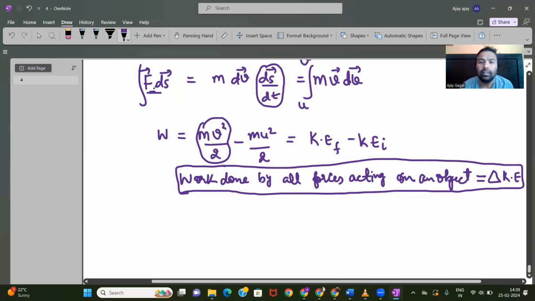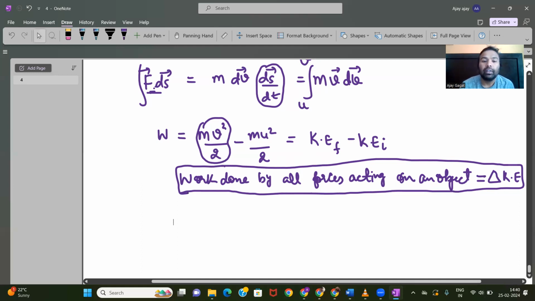It states that when a system of forces is acting on an object, maybe friction is there, normal is there, mg is there, some external agent is also there, the work done by all those forces is simply the change in kinetic energy, that is final kinetic energy minus initial kinetic energy. So this is termed the work energy theorem.